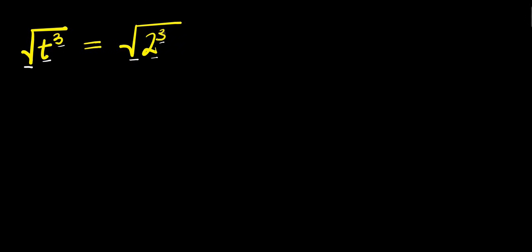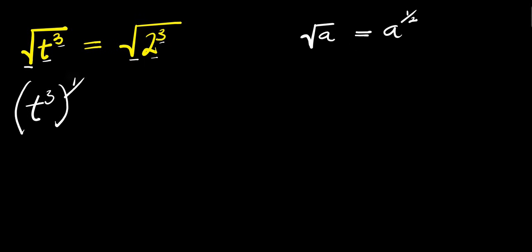So now, if you consider square root of a, this is the same as writing a power 1 over 2. So square root of t power 3 is the same as writing t power 3 raised to the power of 1 over 2. And this will be 2 power 3 raised to the power of 1 over 2.